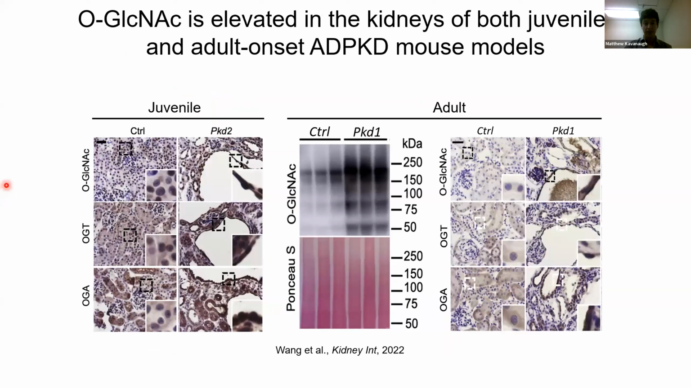Previously, our lab has shown that in both juvenile and adult onset models for ADPKD, there is elevation of O-GlcNAc, particularly in the cyst lining cells. This was confirmed on immunohistochemistry and whole kidney lysates with Western blotting.